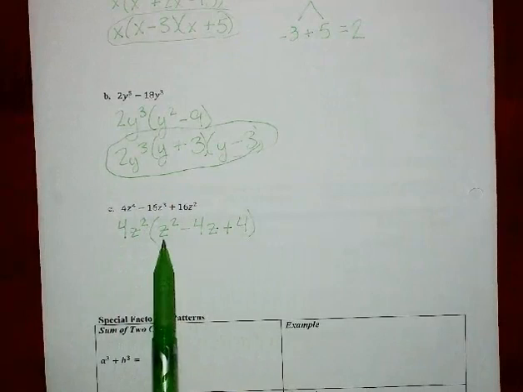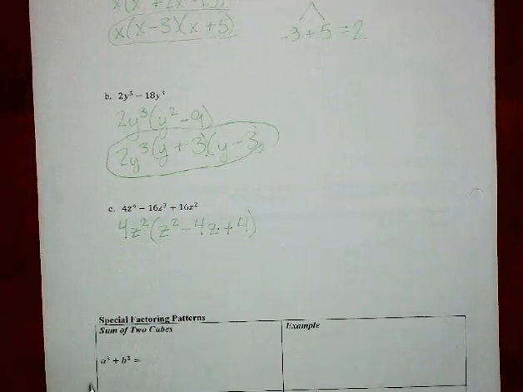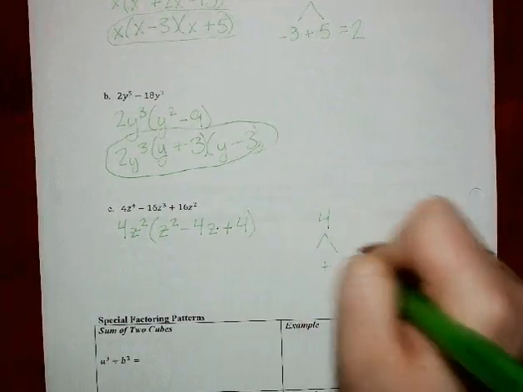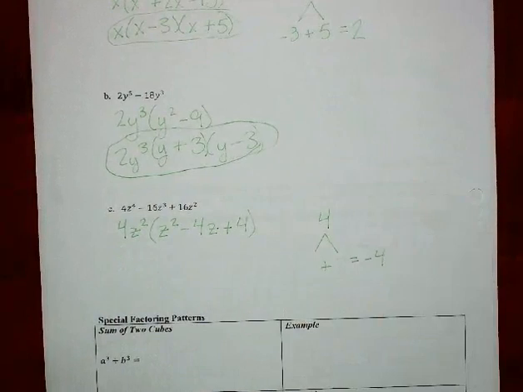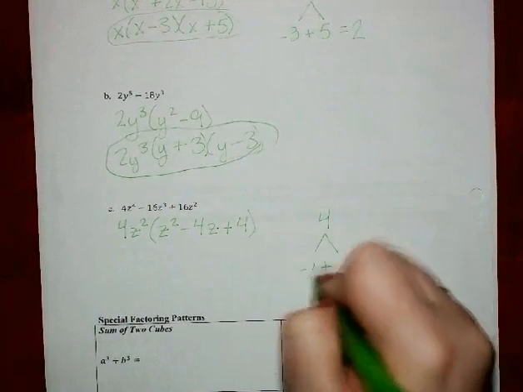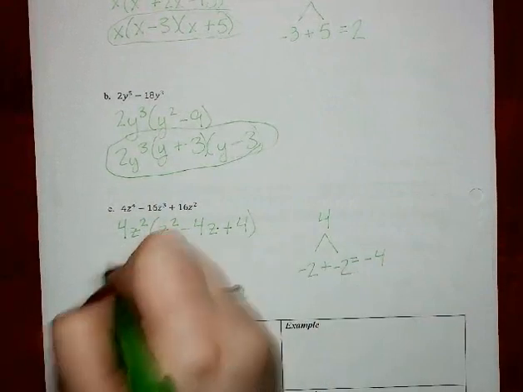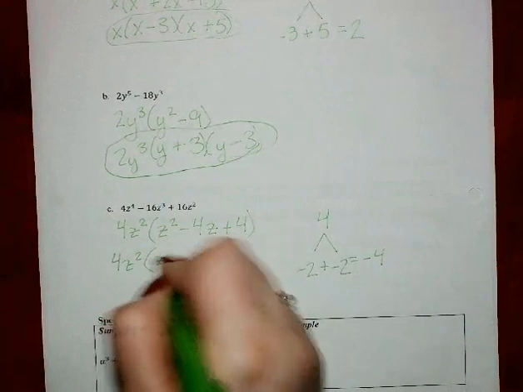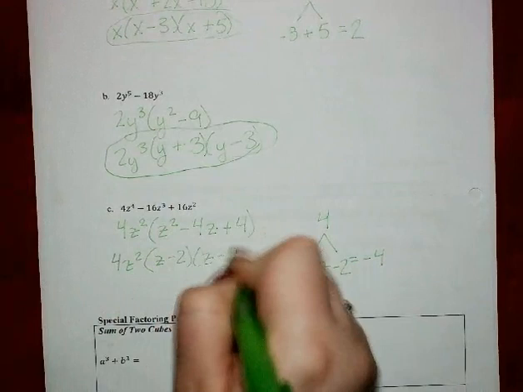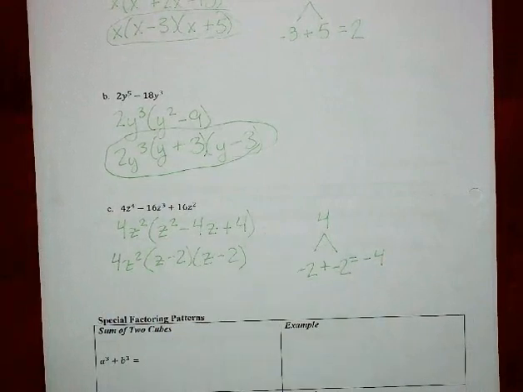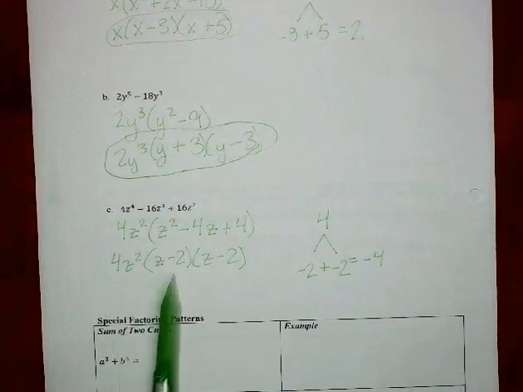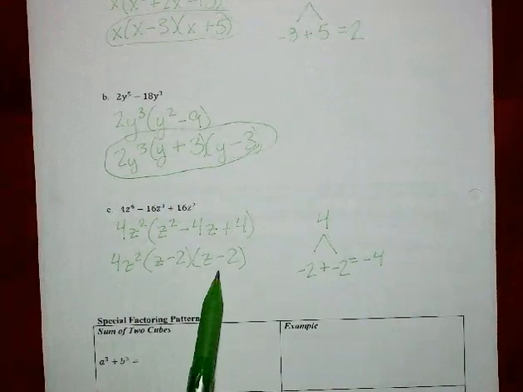And we need to check if this trinomial here can be factored. So we need to find factors of 4 that add to negative 4. And if we think on that for a second, we get negative 2 and negative 2. So we bring down the 4z squared, and we are left with z minus 2 and z minus 2 once we factor this trinomial here. And we look at this. This cannot be factored anymore. This cannot be factored anymore. And this cannot be factored anymore. So we are finished.